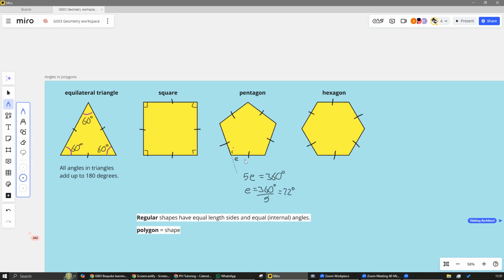So E is equal to 72 degrees, and we know that E plus I must be equal to 180 degrees. They have to, we can see they're on a straight line there. So I is going to be equal to 180 degrees minus 72 degrees, which is going to give me 108 degrees. And this is a regular shape, so all of the internal angles are going to be equal to 108.